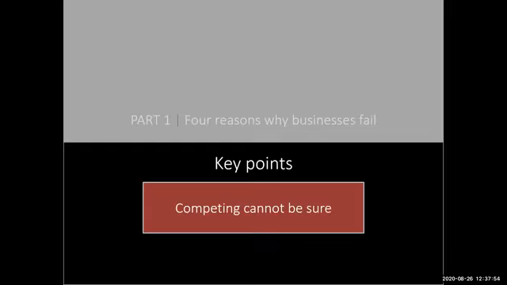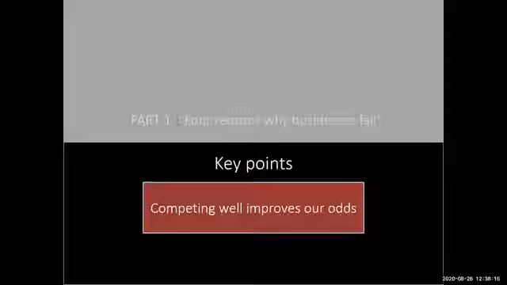Competing cannot be sure. That's just the nature of games. But competing well improves our odds, and that is a big deal, even if we can't be sure. The definition of a good decision is that it's one that improves the odds. Only a few percentage points separate the casino from the gambler, but that's how the casino makes billions.